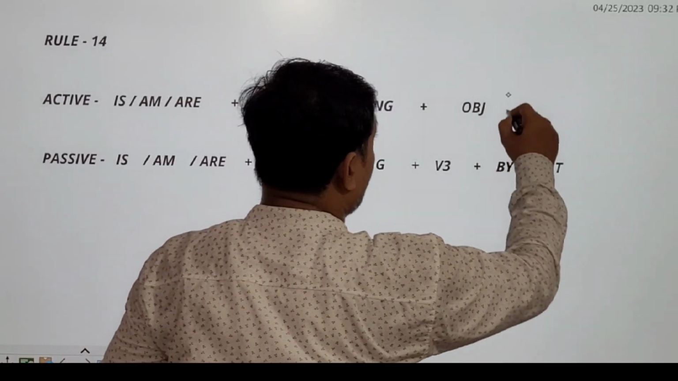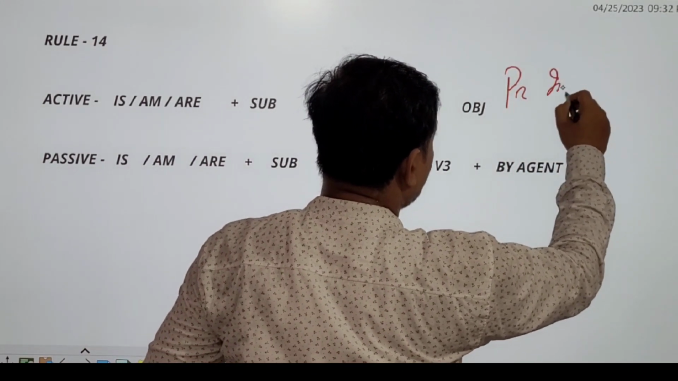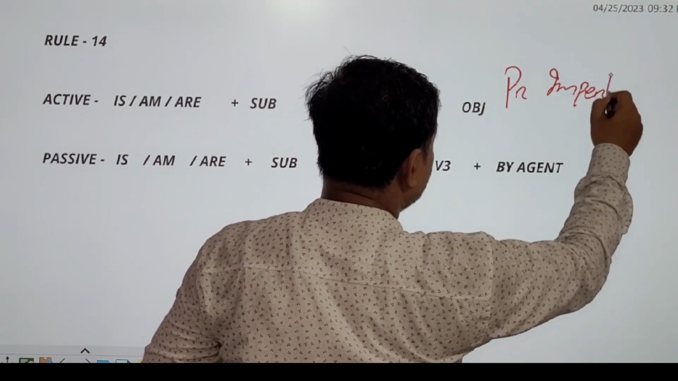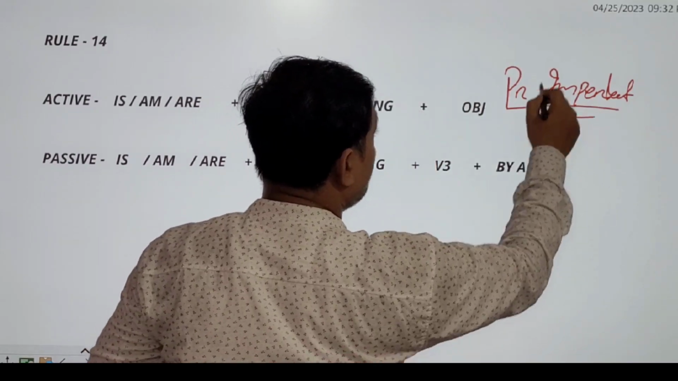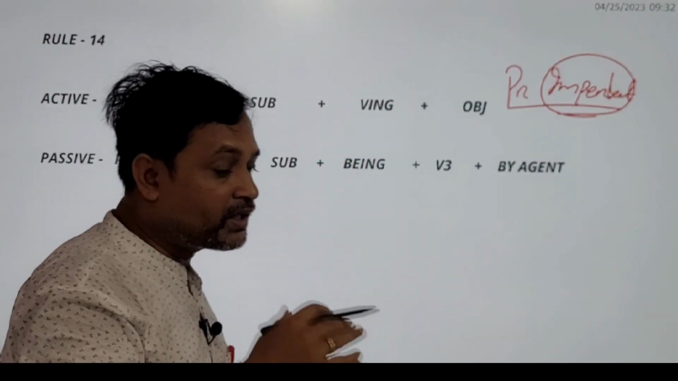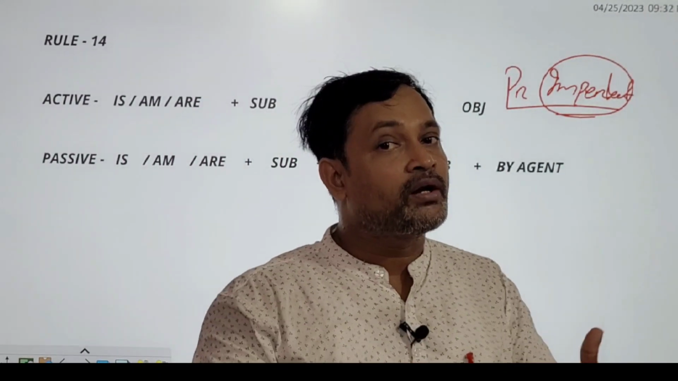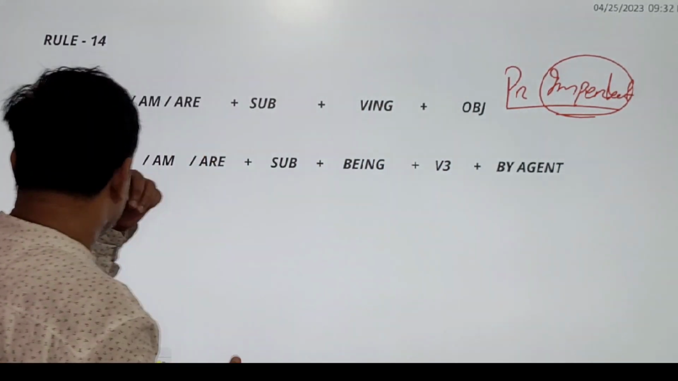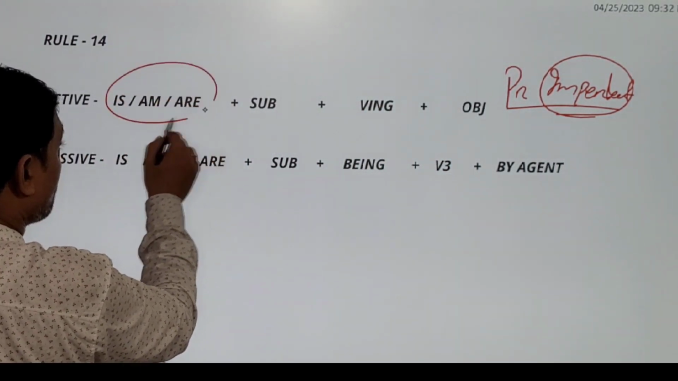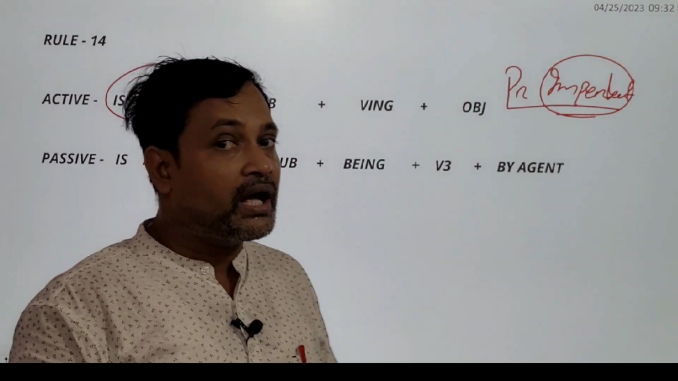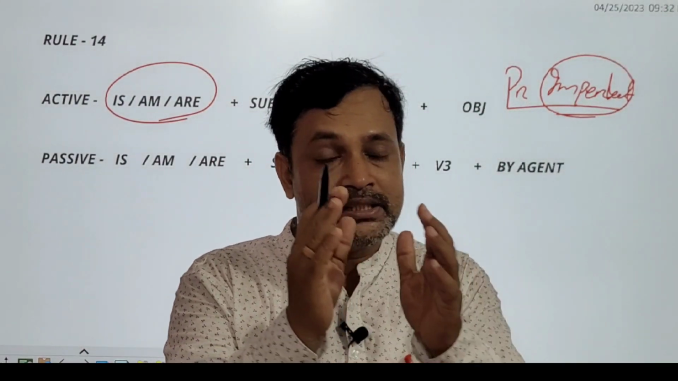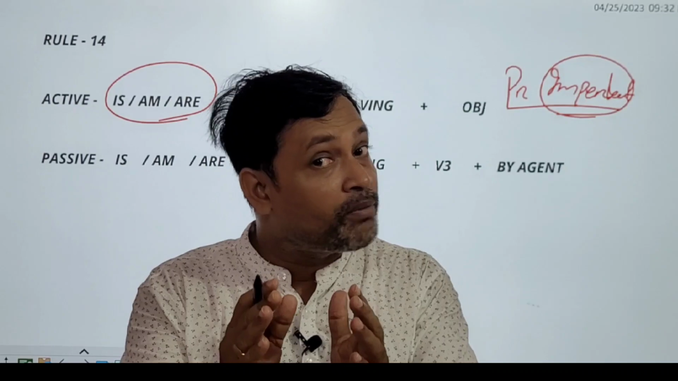It is the active form of present imperfect. What? Present imperfect. Imperfect means not perfect. That means the action is continuing on. The action is going on. So here is or am or are. Subject is or am or are, then verb ing.